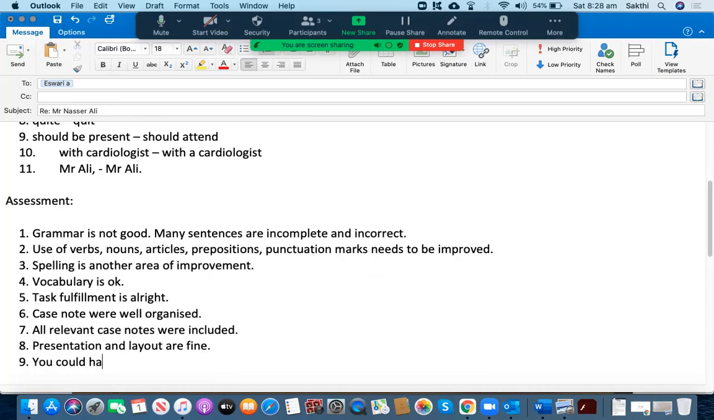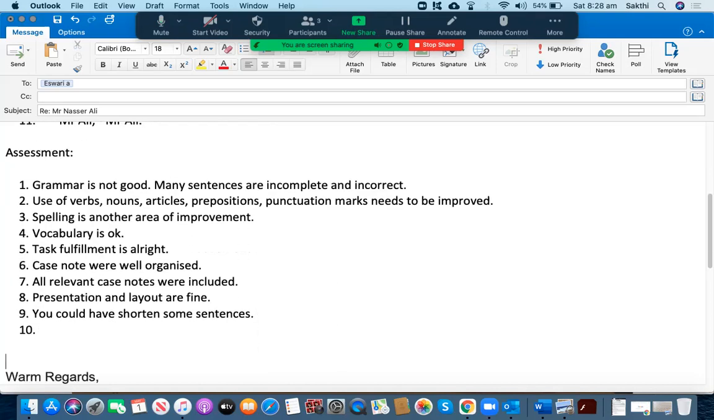You could have shortened some sentences because you may lose control on the grammar. Okay, you need to use a combination of sentence structures such as simple, complex, and compound, but it doesn't mean that you have to write those sentences in like 5 lines or 6 lines, one sentence in 6 or 7 lines, so that's not needed. Okay, and proofread for your mistakes and rectify them, please. It is really, really important. You can't just write down, and then send it to me without rectifying.